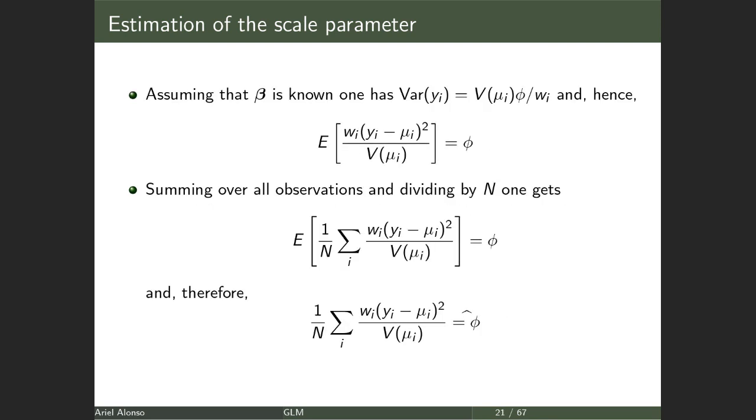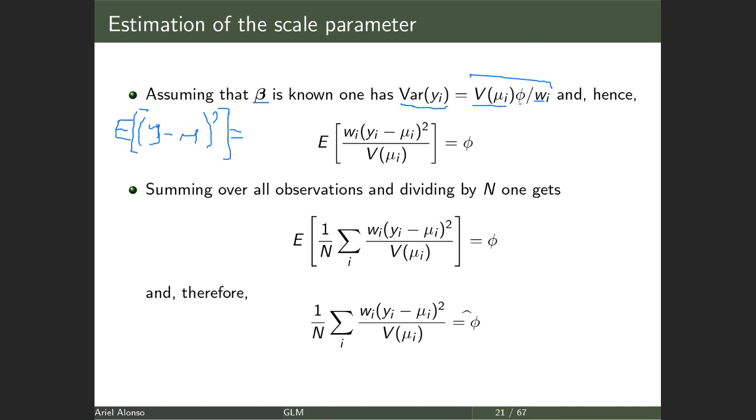Let's see a little bit in detail how this is done. Well, suppose that beta is known. Later we are going to handle that, but for the moment, suppose beta is known. Well, you know that the variance of the response is equal to the variance function times psi divided by w_i, right? And what is the variance? The variance of y is the expected value of y minus the mean, squared. That's per definition the variance of y. And that has to be equal to this part over here.